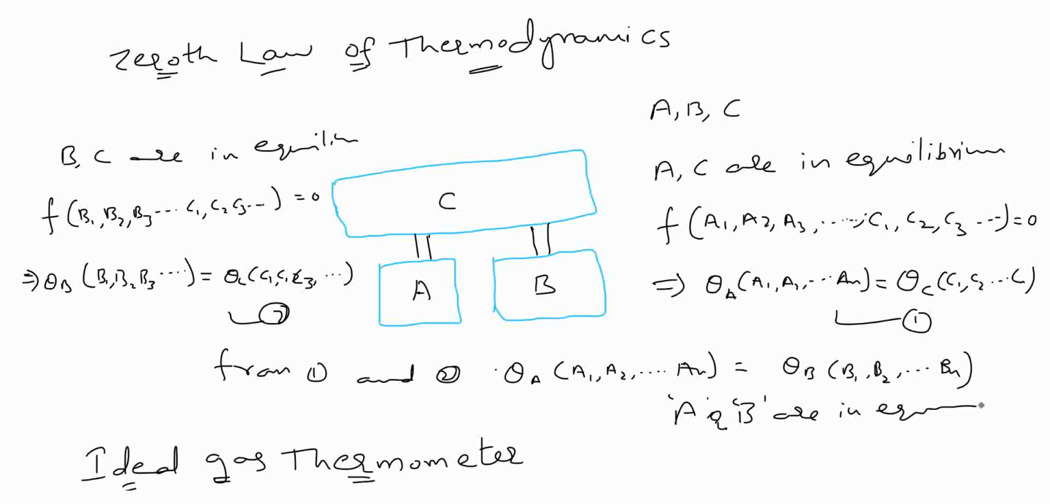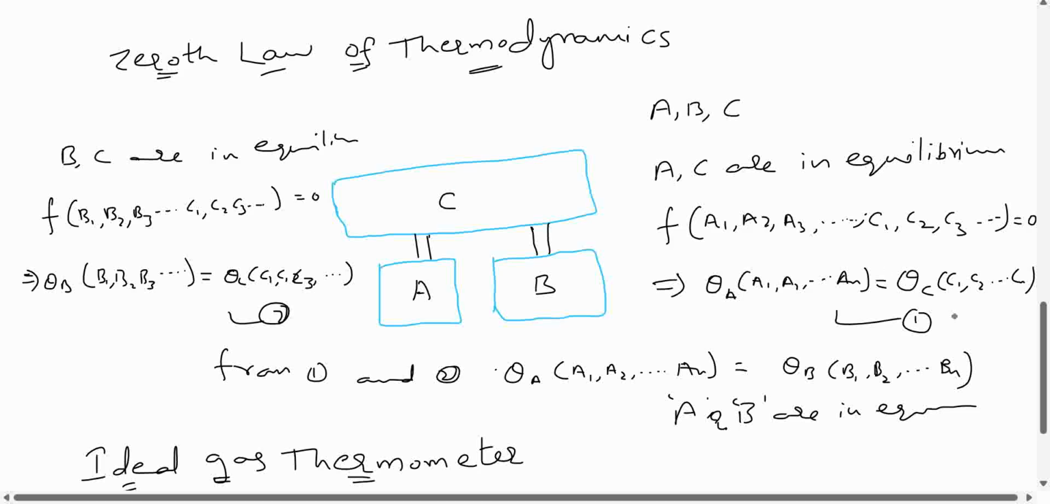So that's what the zeroth law says. So what does it imply? It implies the concept of thermometer and temperature. Here we have three bodies. Now B can be, or in fact C can be a thermometer. So using a thermometer we want to determine the temperature.